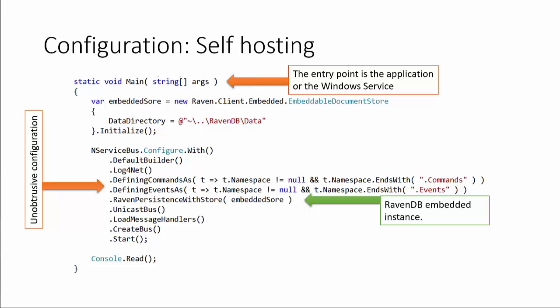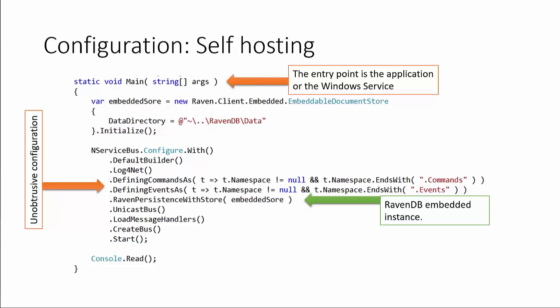And as before, we are defining the unobtrusive configuration in the same way, adding the RavenDB persistence using the embedded document store created before, and then we need to do a bunch of other steps in order to have it up and running. We need to define that the bus will be a unicast bus, that is currently the only available bus type. We need to load message handlers, which basically scans all our types, looking for types that will be considered message handlers, and then we need to finally create and start the bus in order to have a bus up and running.